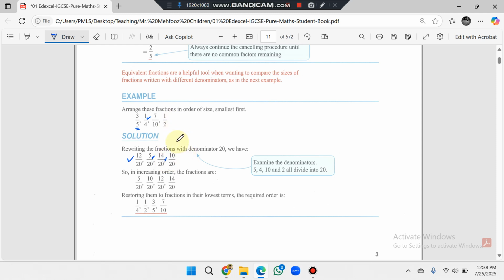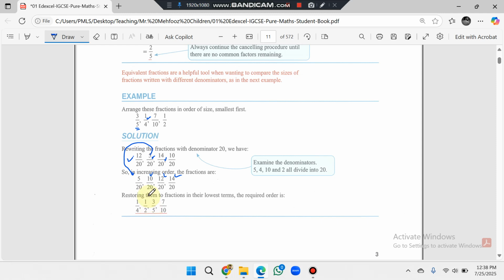Now you can see that the denominators in all cases are the same and the numerators are different. So if we write in increasing order, you have to write the second term first, then the last term, then after the last term you can write the third term and then the first term. So in this case, what is the first term? That is 1 over 4. It means that 1 over 4 is the smallest number.